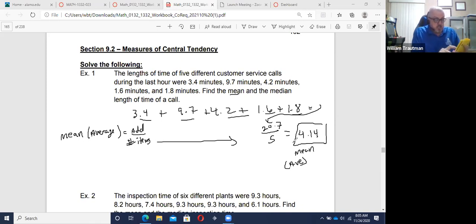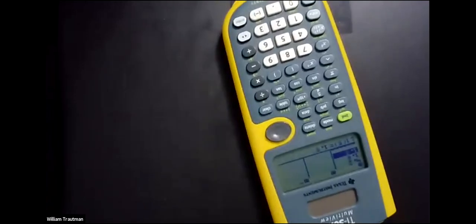So let me just type this in first. 3.4, 9.7, 4.2, 1.6, and 1.8. So I'm going to show you how to use the calculator now. Give me a second. And I know it's going to be flipped, so I'm going to flip it back. And I'll write this down here in a second.